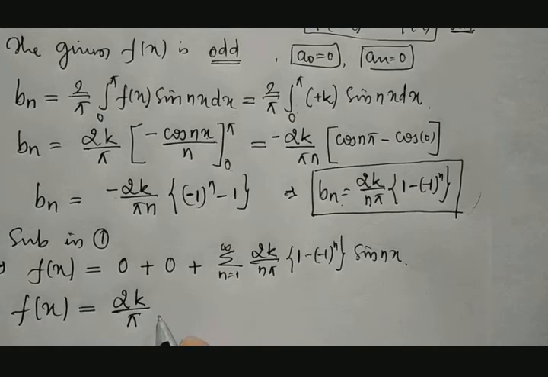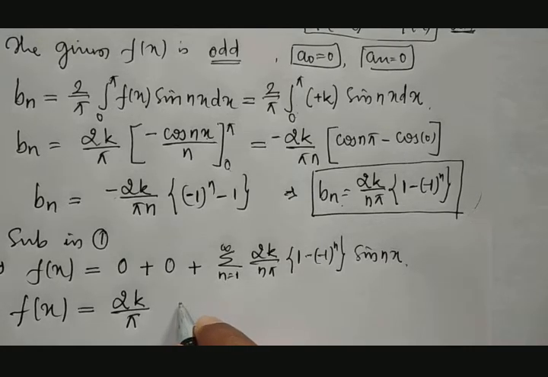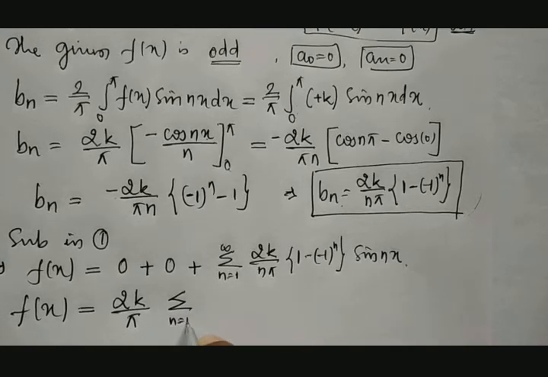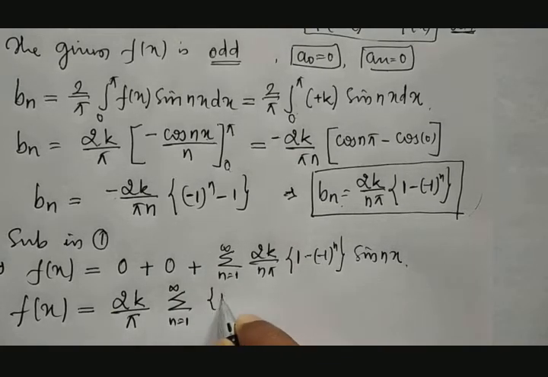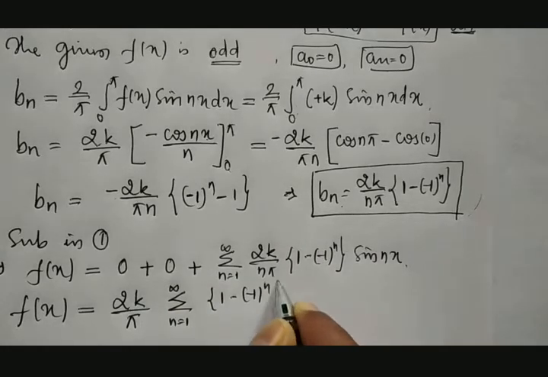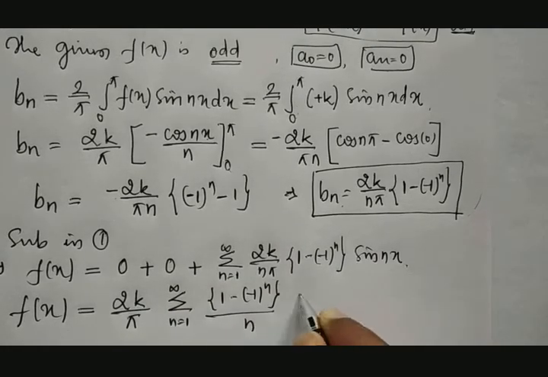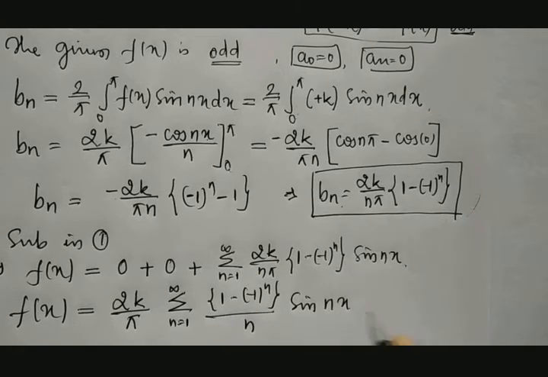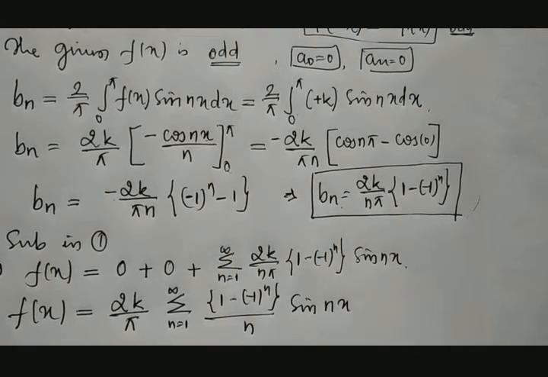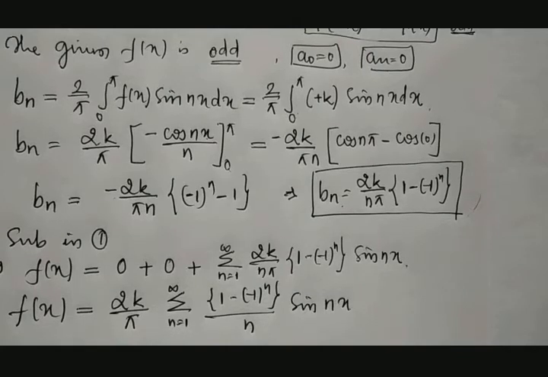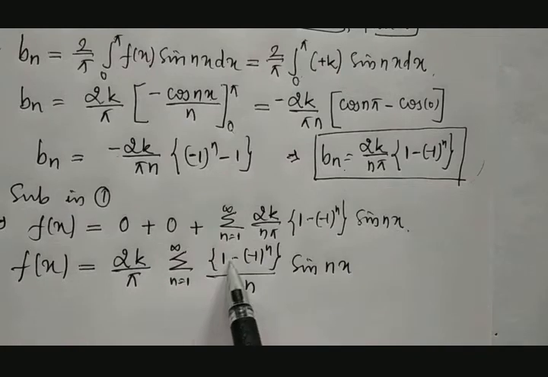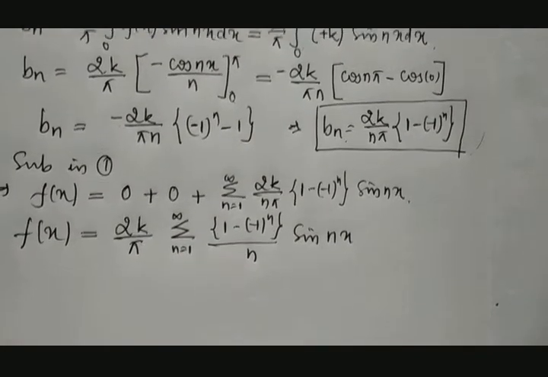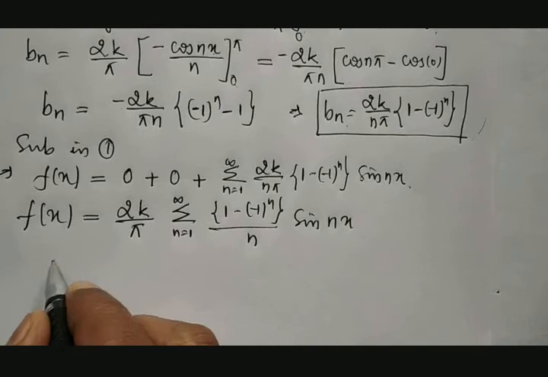2k divided by pi will be taken out. Inside the bracket, summation, where n is from 1 to infinity, we get 1 minus of minus 1 raised to n divided by n into sin nx. This is the result. This is the Fourier series. But the question is, what is the value of 1 minus of minus 1 raised to n? Okay, that we will be taking.